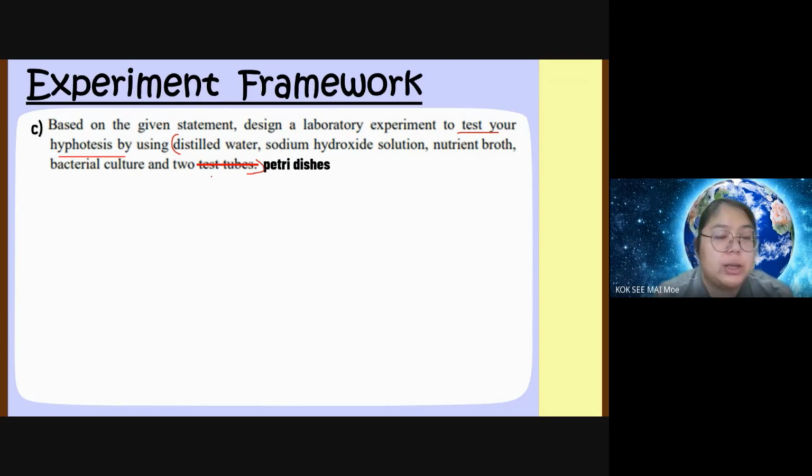After that, you need to put the liquid. No, now they are using nutrient broth agar. So agar, they never put inside the test tube. What is put inside the test tube is normally a liquid. So from here, we change this by using petri dishes.